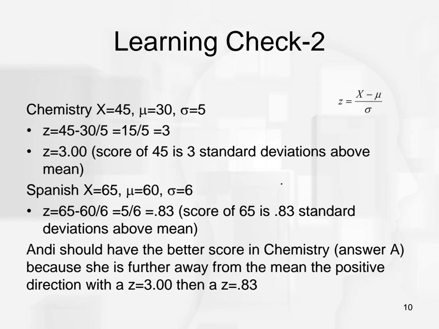Now, on the other hand, if these had been negative numbers, and let's say you had a negative 3 and a negative 0.83, then it would be better for you to have a negative 0.83 because that would mean that you were closer to the mean than the score of negative 3.